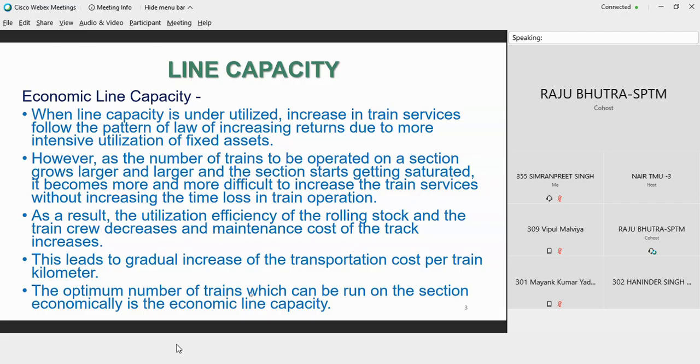The optimum number of trains which can be run on the section economically is the economic line capacity. So this is the definition of economic line capacity, that is, how many trains we can run in a section economically.